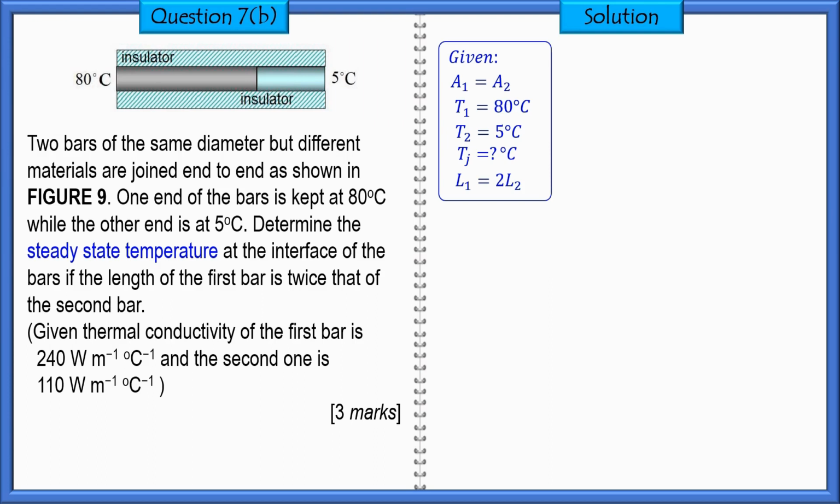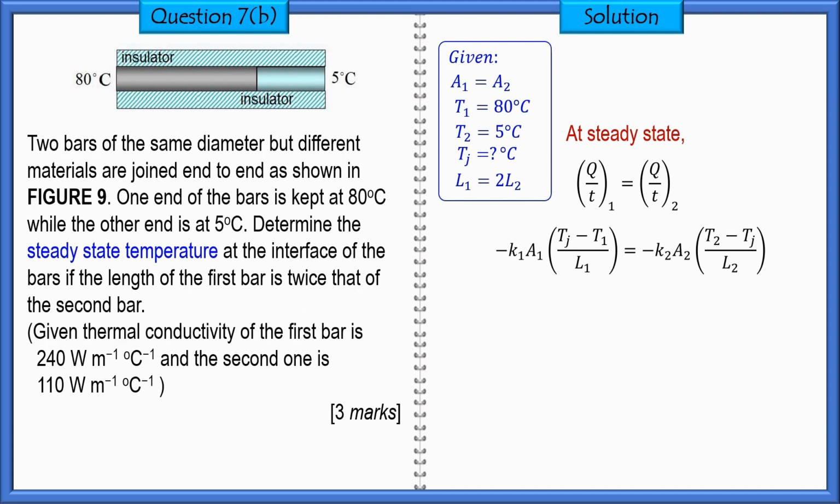First we identify a few hidden pieces of information. Because both bars have the same diameter, A1 is equal to A2. The steady state temperature is Tj, so we want to calculate the junction temperature. Also the length of the first bar L1 is twice, meaning 2L2. Referring to the concept of steady state, the rate of heat transfer through the first conductor is equal to the rate of heat transfer through the second conductor. Then we write down the equation that relates both rates of heat transfer.